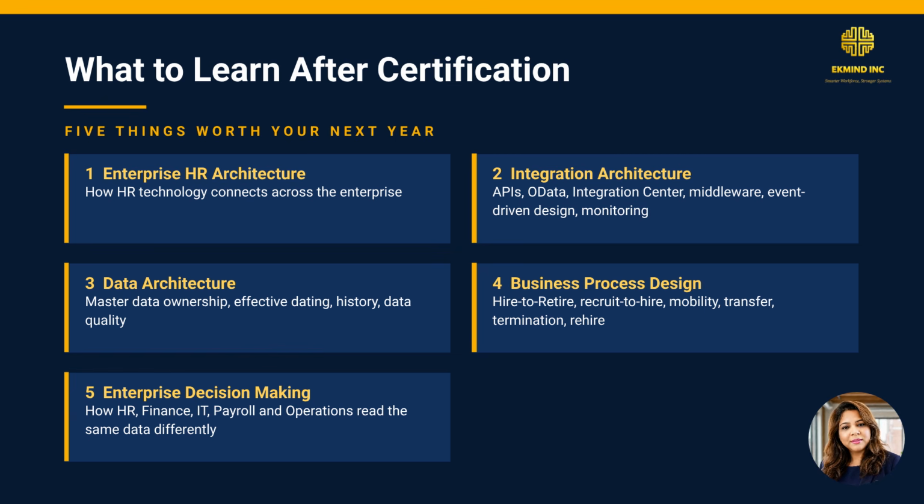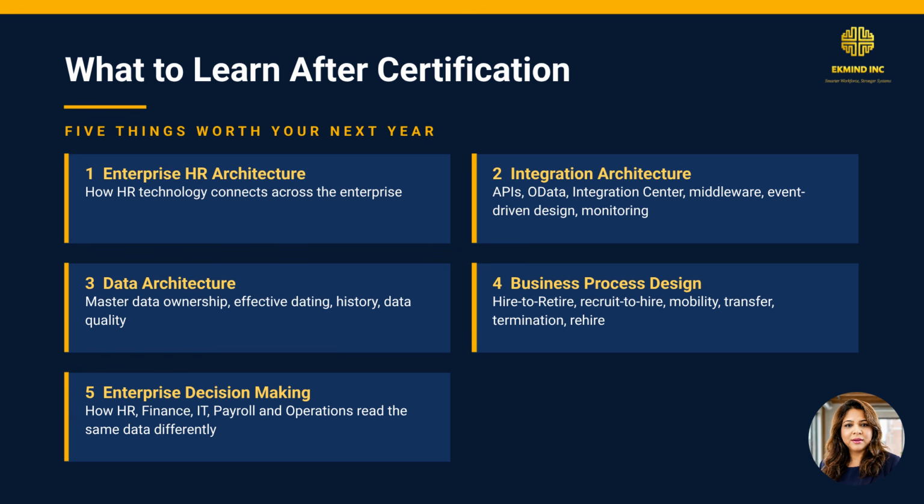So, if you've completed your Employee Central certification, congratulations. But don't stop there. Start learning these five things. Number one, enterprise HR architecture. Understand how HR technology connects across the enterprise. Number two, integration architecture. Learn APIs, OData, Integration Center, middleware concepts, event driven integration, error handling, monitoring.